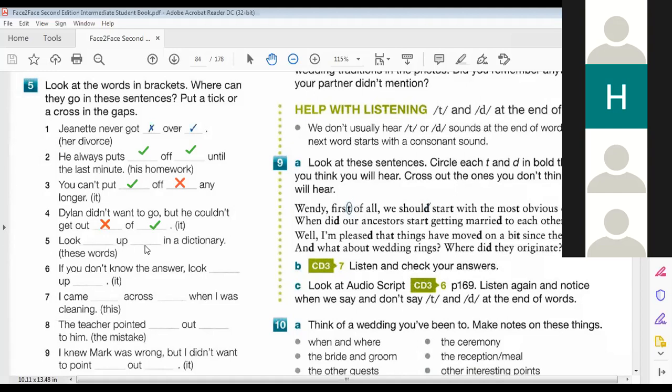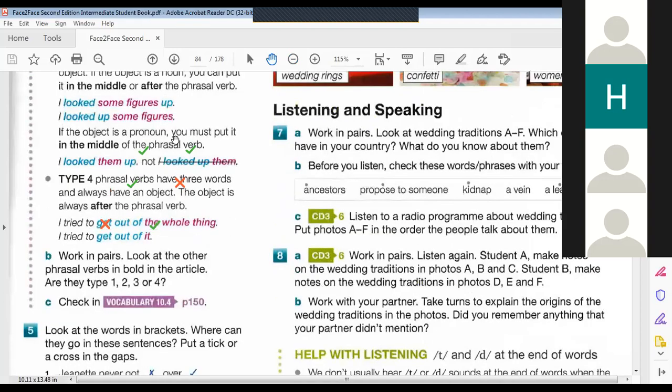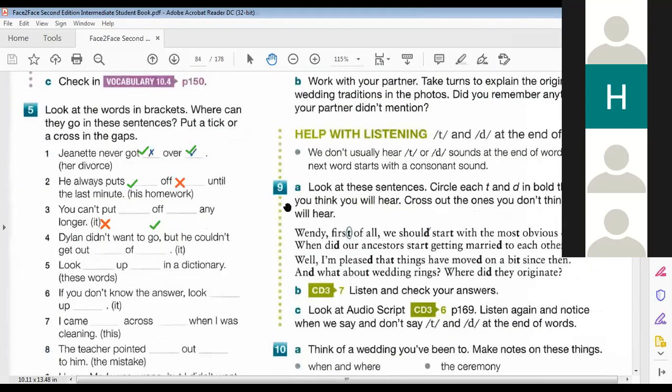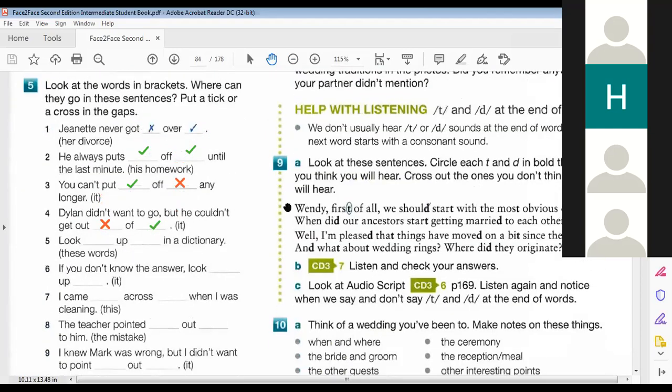Look these words up in a dictionary. Look up these words. What do you think? Can we say "look these words up"? No, look up this word. Okay, but which type is "look up"? It's type 3. So what does this type mean? Type 3.